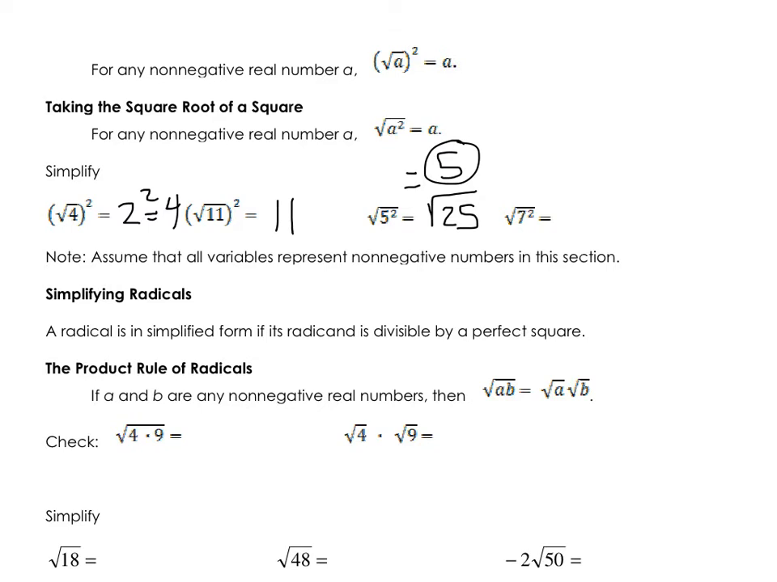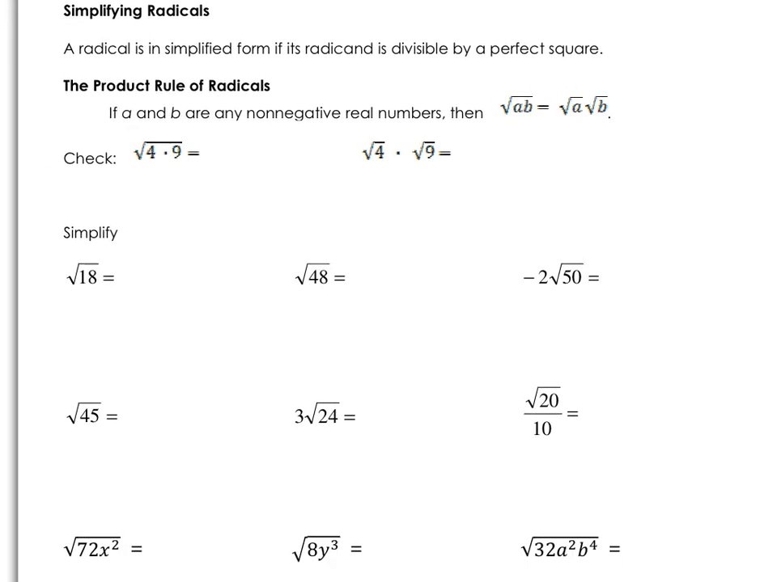The square root of 7 squared is 7. You can think of it as the square root of 49, which is 7, or you can just realize the square root and the squaring undo each other, so we get 7, what we started with. Assume that all variables represent non-negative numbers in this section. That will simplify everything for us.